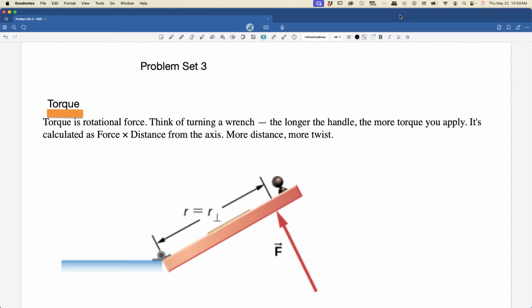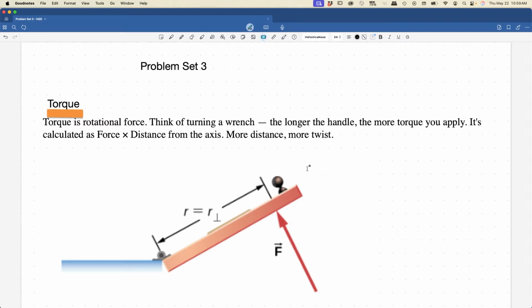As you can see, torque is rotational force. Think of turning a wrench. The longer the handle, the more torque you apply. And torque is calculated as force multiplied by the distance from the axis, which means the more the distance, the more the twist, or the more the force, the more the twist.